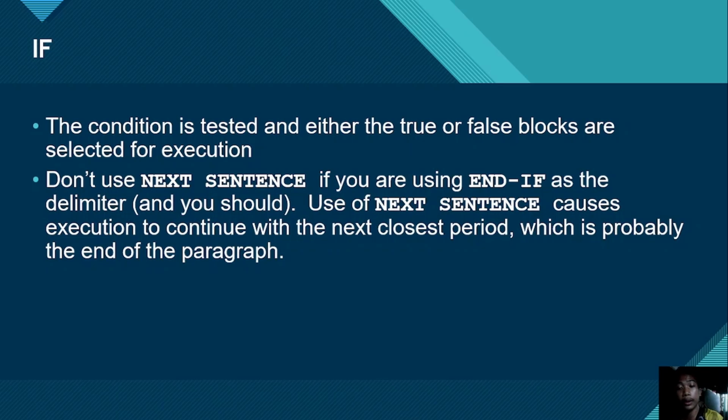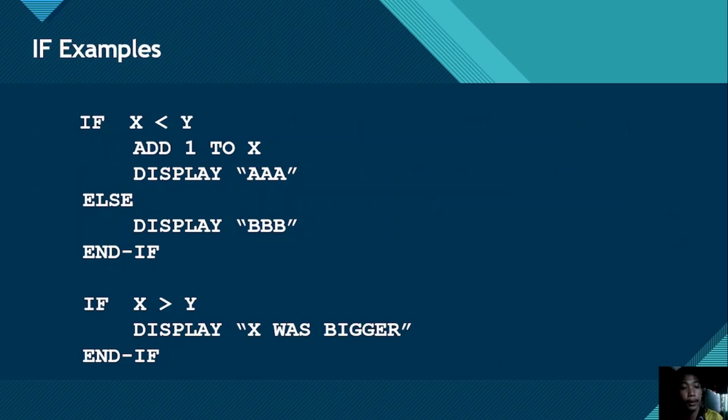Use of next sentence causes execution to continue with the next closest period, which is probably the end of the paragraph. So, for example: if x is lesser than y, add 1 to x and display triple A, else display triple B. And if x is greater than y, display x was bigger, then end-if. Always use end-if to end the if-else statement.